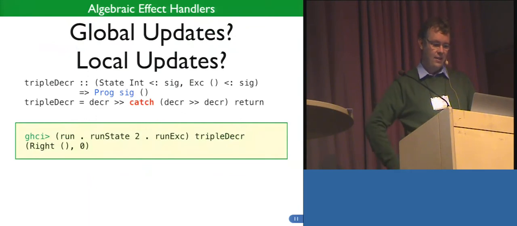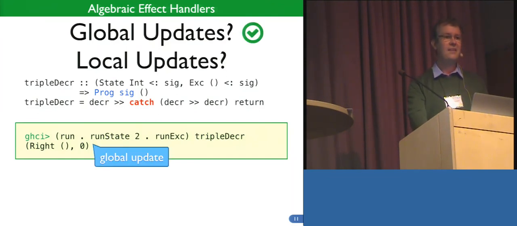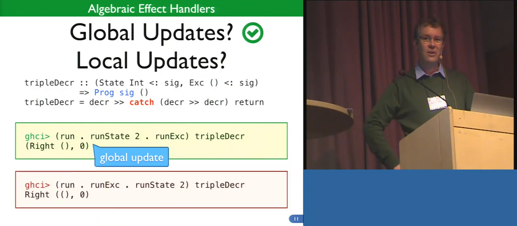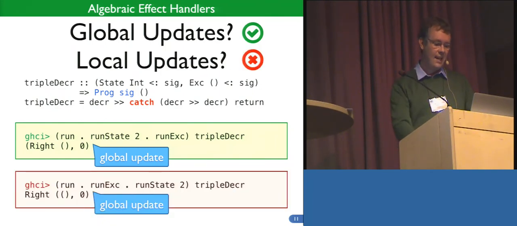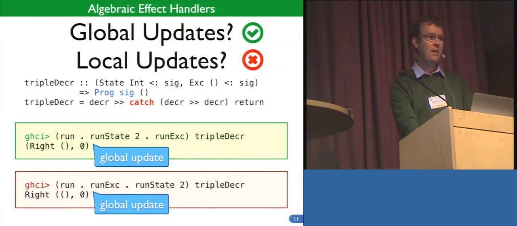And with effect handlers, okay, we can write the same program, we can run the handlers in one order. And what we get here in this order is the global update semantics, nice. But if we run the handlers in the other order, what we get is again the global update semantics. So it seems that changing the order of the handlers does not affect the interaction semantics. There's no way here that we can get this local update semantics by changing the order of the handlers. And it's a real disappointment.